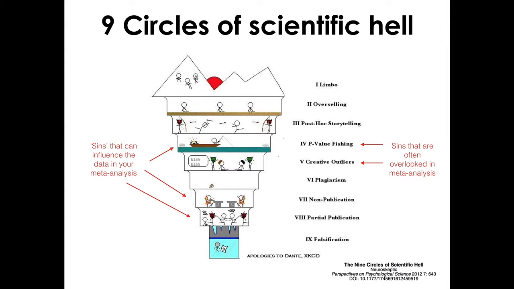Here's a great illustration put together by Neuroskeptic, which is the 9 circles of scientific hell, which look at 9 particular problems within the psychological sciences. Now, within meta-analysis, there's a few so-called sins which are often overlooked, which is p-value fishing, which you can do quite easily in meta-analysis unless these things are pre-registered. The same with creative outliers. If your study isn't pre-registered, it's quite easy to look at an outlier and think of a creative way of removing them. So pre-registration helps against this.